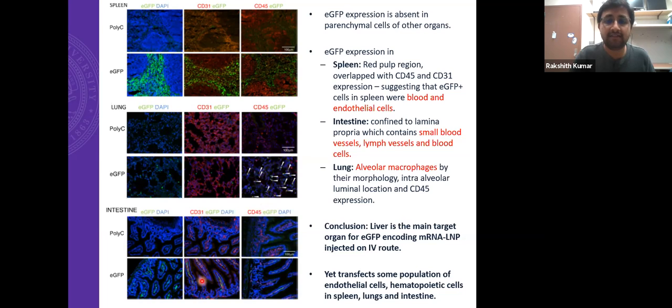And in intestine, only the lamina propria region was positive, and by co-immunostaining they confirmed that these are small blood vessels, lymph vessels, and blood cells. Hence, they concluded that the liver is the main target organ for lipid nanoparticle complexed mRNA encoding EGFP, injected through the intravenous route. But still, it transferred to some population of the endothelial cells and hematopoietic cells in spleen, lungs, and intestine.